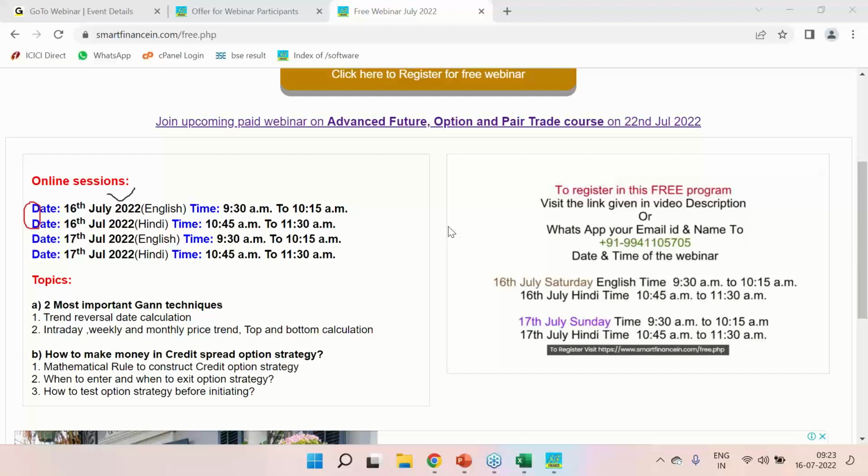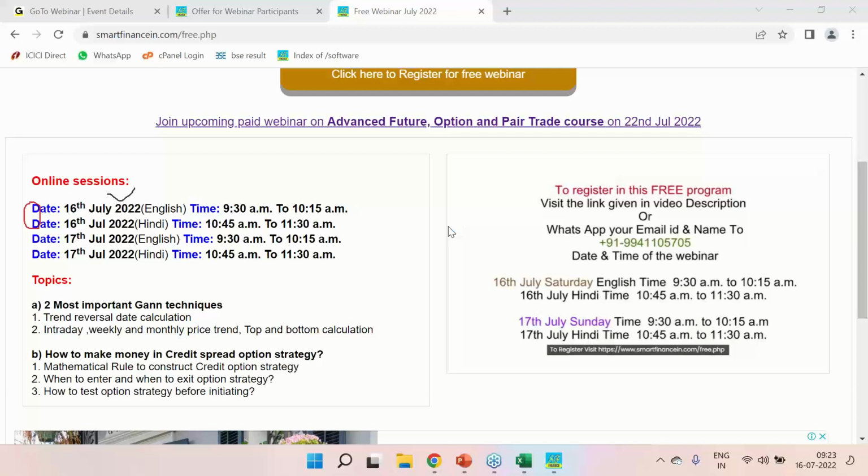Tomorrow I'll be taking on the option credit spreads: how you should construct the credit spreads, when to enter and when to exit the credit spreads, and how to backtest it. Backtesting also is very essential.